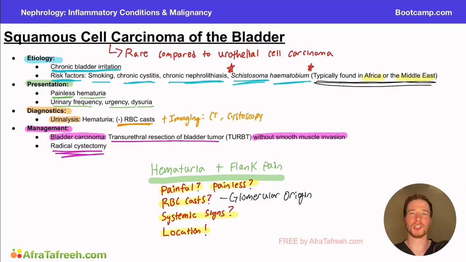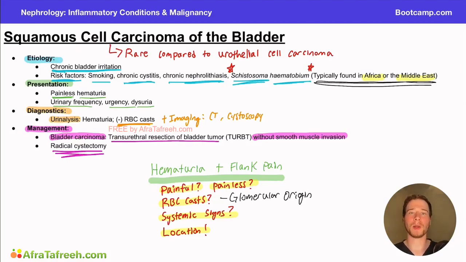Presentation here is going to be fairly generic for what we would expect to see in any kind of urinary problem. However, we're going to highlight the painless hematuria, and we're going to contrast that with things that would cause painful hematuria. Painless we associate with malignancy. When we talk about our diagnostics, similar things as before, a urinalysis and some imaging is going to be useful to further work up this patient and likely confirm the diagnosis.